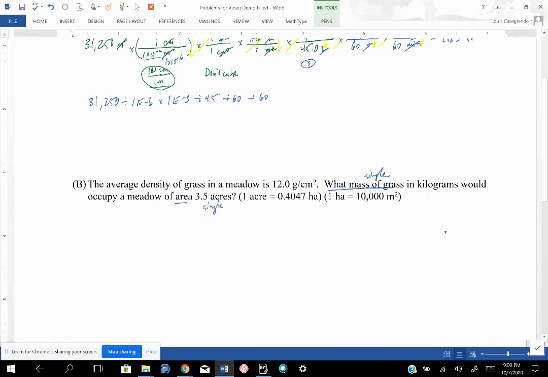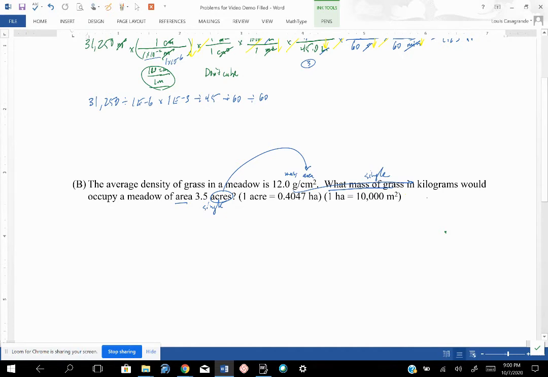And I have this conversion factor that relates the mass to the area. So we've got that conversion factor we need. The only thing we don't have is the exact route to get from our starting number of acres. We need to get from acres to centimeters squared, and then we need to get from grams to kilograms. Well, that one is going to be easy, so we'll save that one for last.